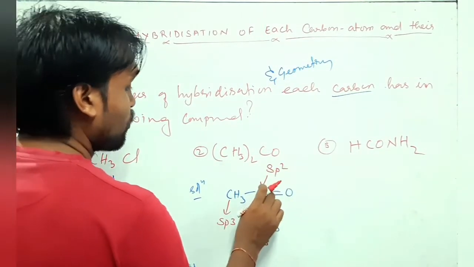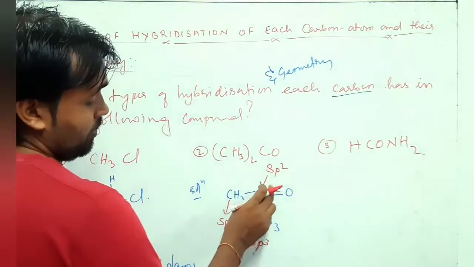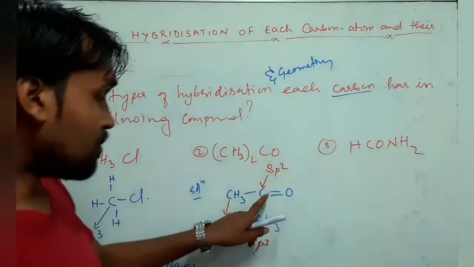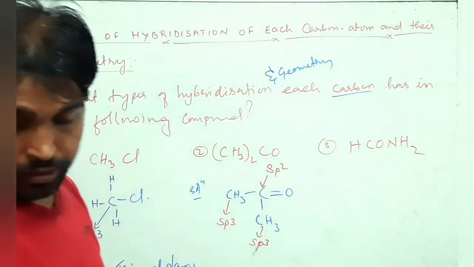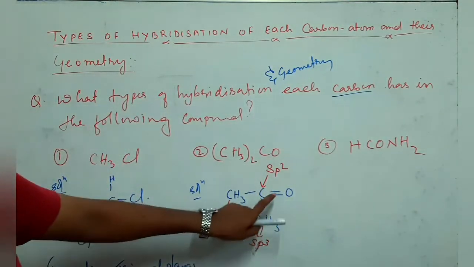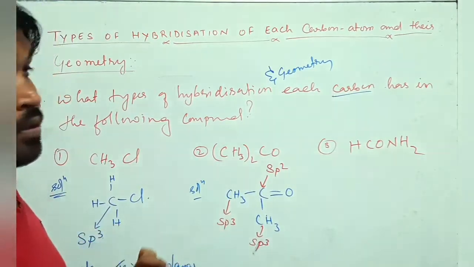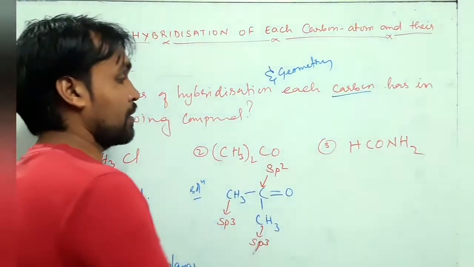So what will be the geometry of this carbon? What I told you, the geometry of this carbon will be tetrahedral. sp2 means tetrahedral, sp3 trigonal. Okay, dear students, hope you have understood.